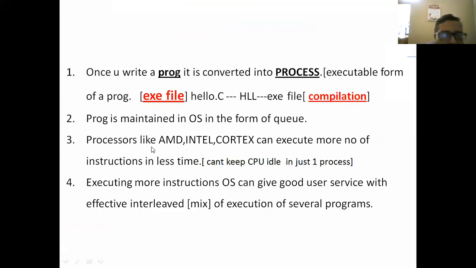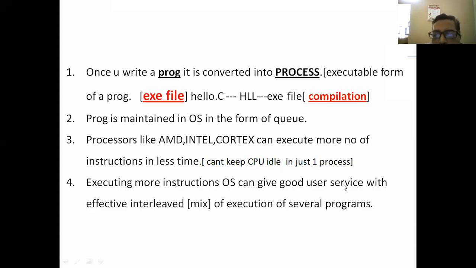So the programs are maintained in the OS in the form of a queue. And if you see processors like AMD, Intel, ARM Cortex, they can execute more instructions in less time. Why? Because our CPU will not be executing just a single program. I'll be maintaining n number of programs in the queue, and I'll be allocating a particular timestamp for each and every process. Hence, the CPU will not be kept idle.